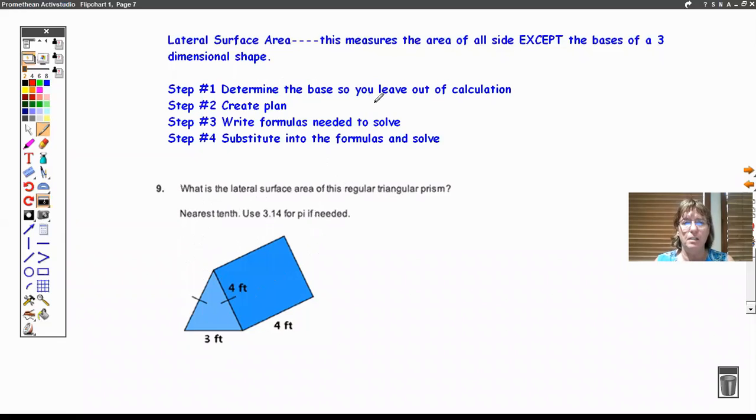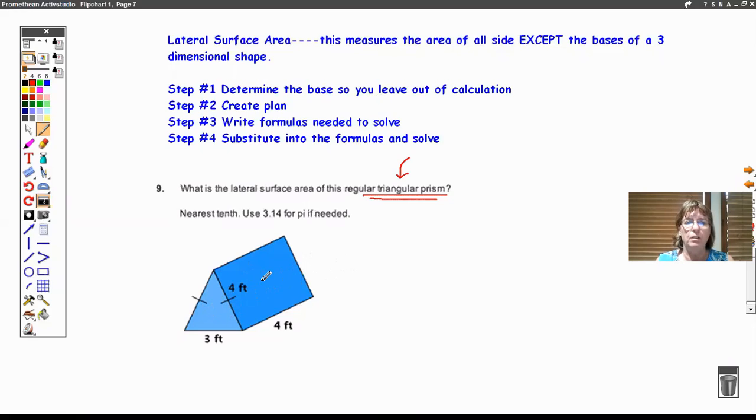We have to figure out what the base is. When they tell you that it's a triangular prism, they name the base in the name of the prism. So the base is the triangle, okay? So we do not want the triangles here. So we just want the other sides, all right? We would call this the front and the back, right? We don't want that one.